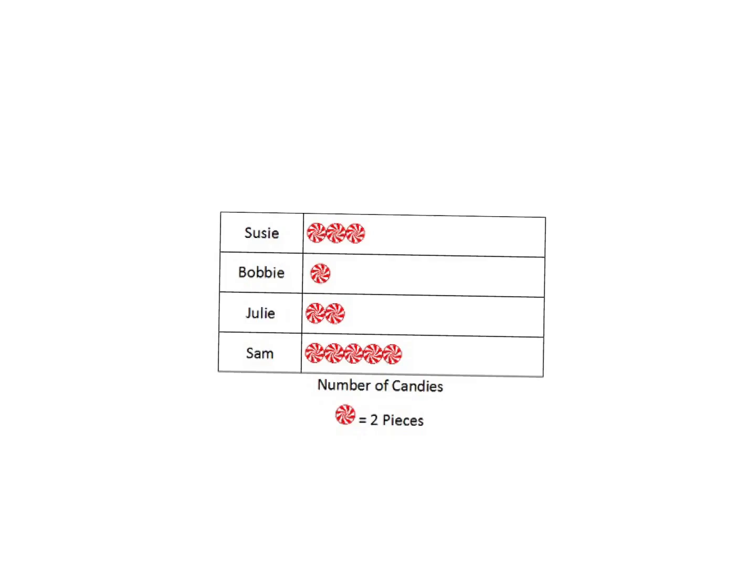In this video, we are going to be analysing a piece of data. Here we have a picture graph. We have 4 students and the number of candies each student has.